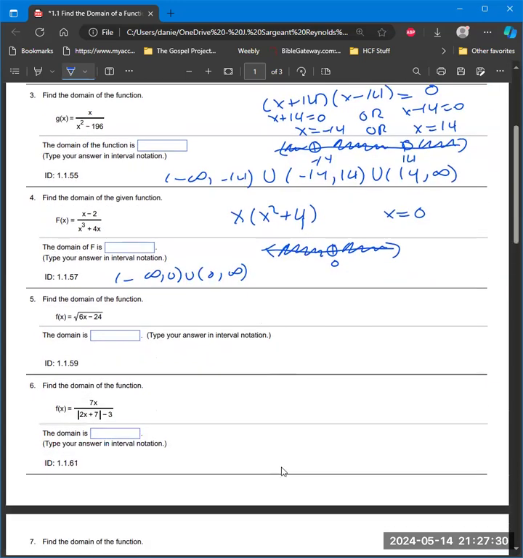Now we have a square root, so 6x minus 24 isn't allowed to be negative, so it can be positive or equal to 0. 6x needs to be greater than or equal to 24, so x needs to be greater than or equal to 4. I write that in interval notation with a square bracket to the left saying that it can be equal to 4, and it goes to the right all the way to positive infinity. 4 to infinity.